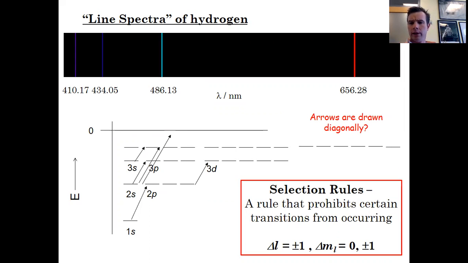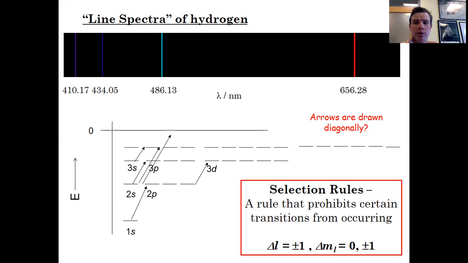A selection rule is a rule that prohibits certain types of transitions from occurring. In hydrogen, the selection rule you need to be aware of is that delta L must be plus or minus 1, and delta M has to be 0 or plus or minus 1. So I can transition from an S to a P, from a P to a D, from a P to an S, but I cannot transition from an S to an S, or a P to a P, or an S to a D, because those break the selection rule.